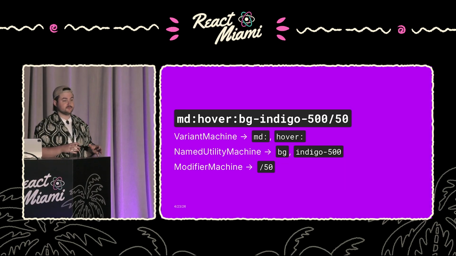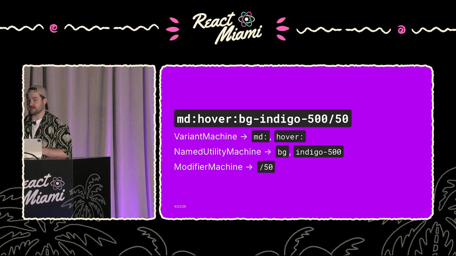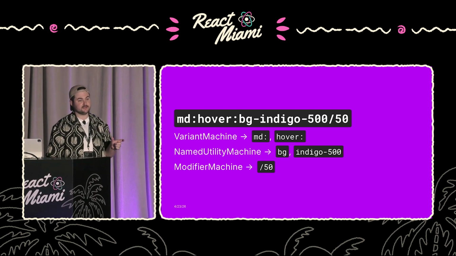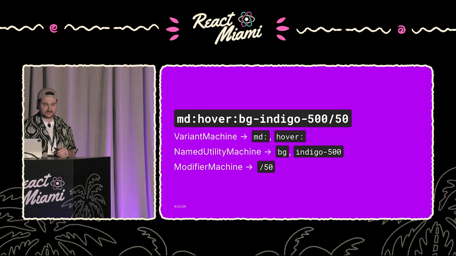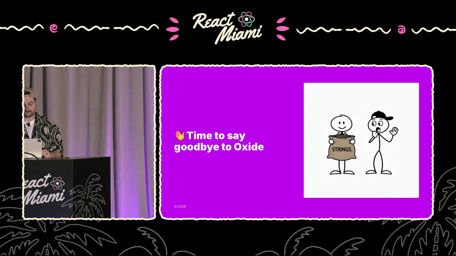And so from our example, the variant machine recognizes the variant segments like md and hover. The named utility machine would mark bg-indigo-500 as the core utility, and then the modifier machine picks up the /50 at the end. And together, they agree that the whole string is a complete utility candidate. So the scanner found bg-indigo-500 in Mitch's code. The extractor pulled it out of the element and put it into this bag of strings, because remember, it's doing this throughout your entire repo. So every new utility class it finds, it's going to add to this bag of strings.